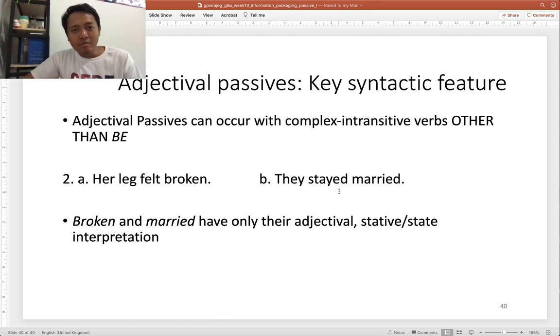Another example of verbs with an adjectival passive complement is stay. They stay married. What else? Other kinds of past participle verbs. In these sentences, broken and married have only an adjectival stative interpretation. So these are the key syntactic features differentiating adjectival passive and be passive.